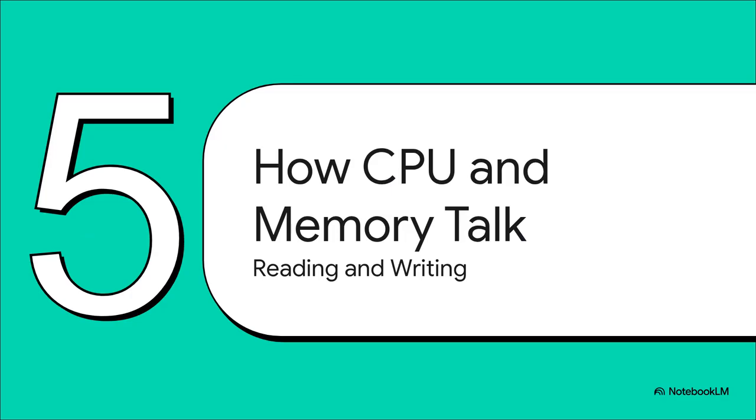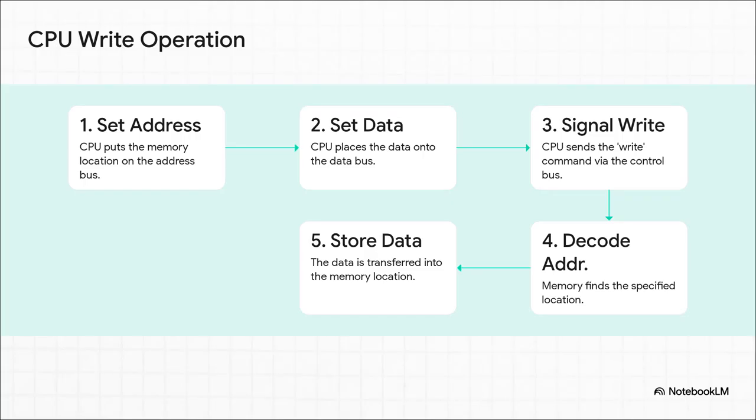All right, last section. Let's put it all together. We have the CPU, the brain, and we have all these different kinds of memory. So how do they actually talk to each other? How does the processor actually read data from memory and write data to it? Let's just walk through this.